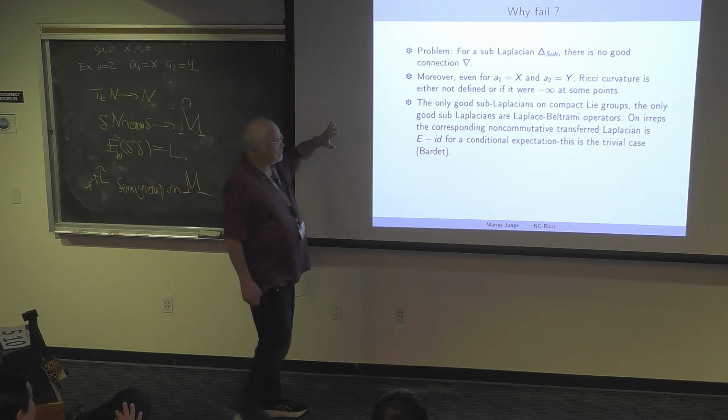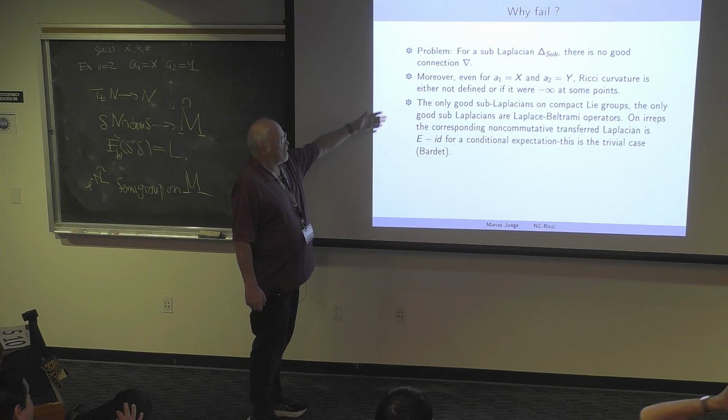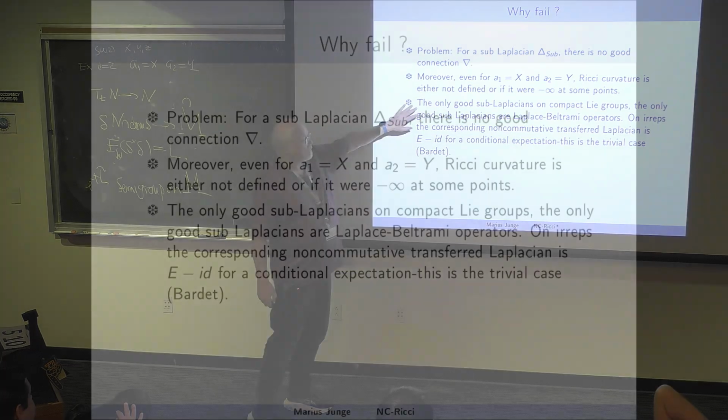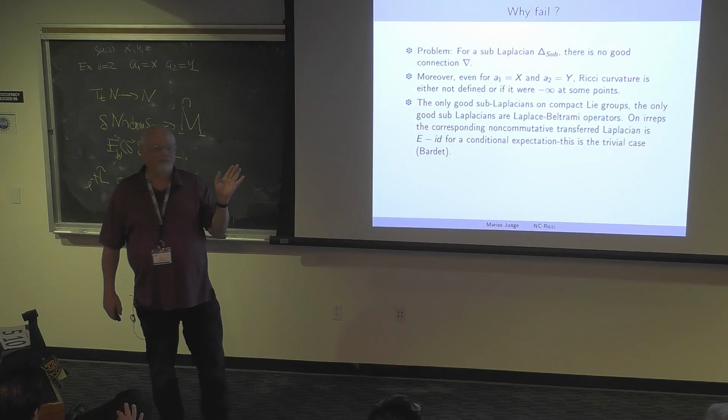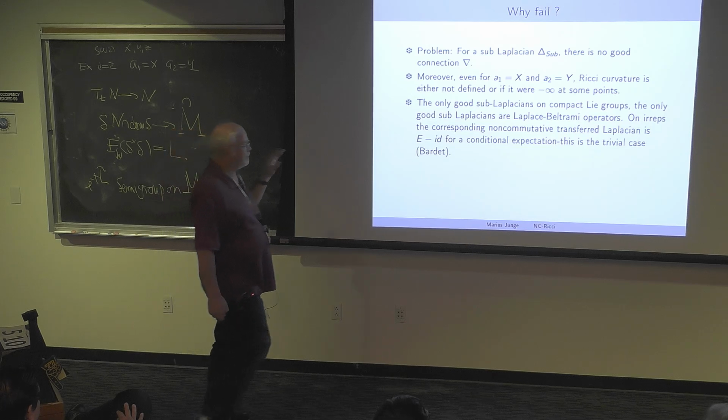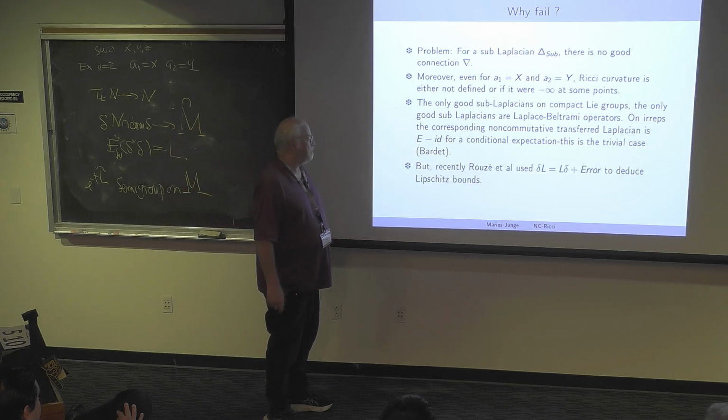For this subsystem, Ricci curvature doesn't work. Good. The only good sub-Laplacians are given by the Laplace-Beltrami. If you restrict them to irreps, they are multiples of the identity. Very boring. Identity we don't need. We can do it by hand. So this means that this whole procedure of transferring things from the Laplace-Beltrami operator where I have curvature goes down the drain. You know? Yeah, I call that a little bit of a failure, but anyway.